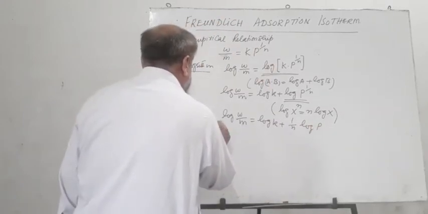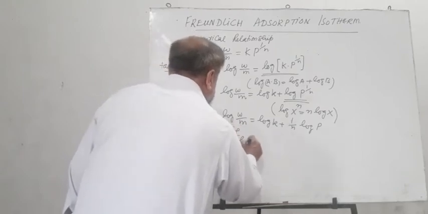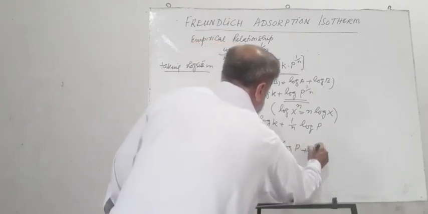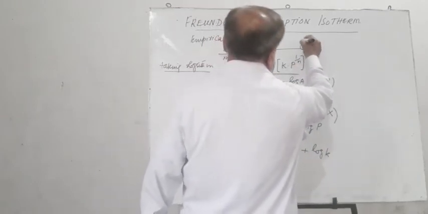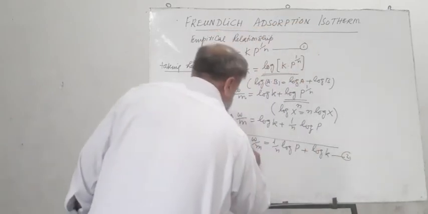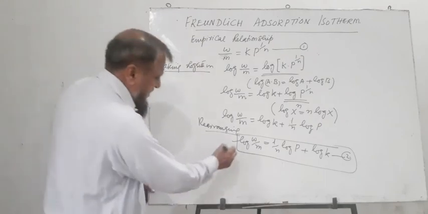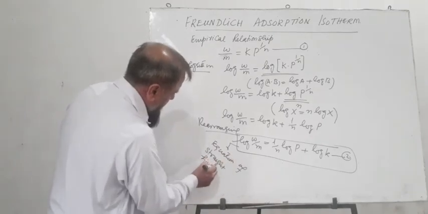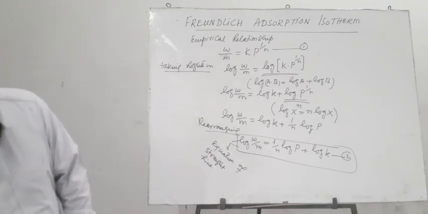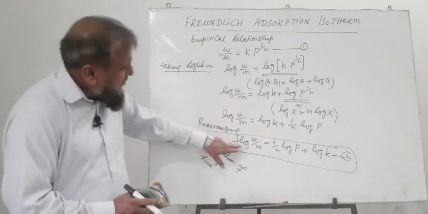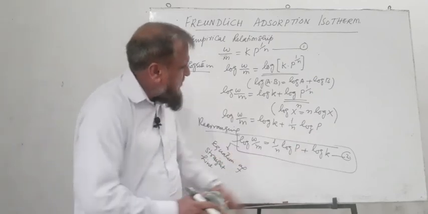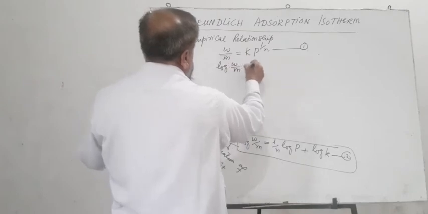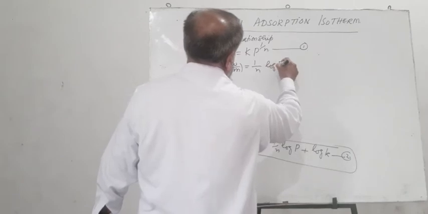Rearranging this equation slightly, we get log W by M is equal to 1 by N log P plus log K. Here we have equation number 1, and let us suppose this is equation number 2. Now this equation number 2 is a type of straight line equation. We had already discussed in semester 5 what is the equation of straight line. Now we have got an equation log W by M is equal to 1 over N log P plus log K, which is the equation of straight line.